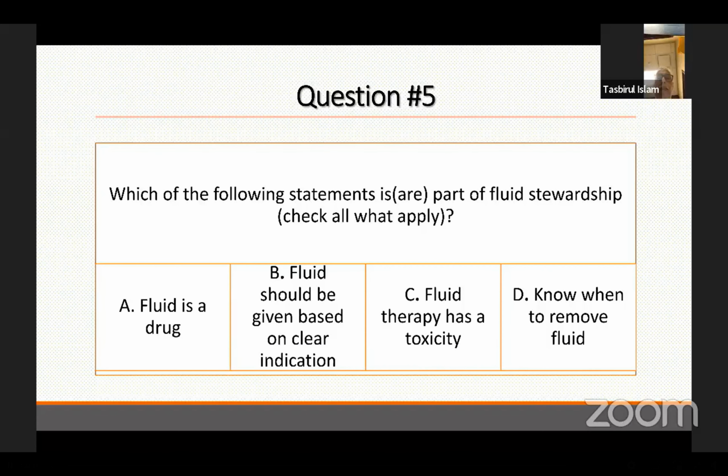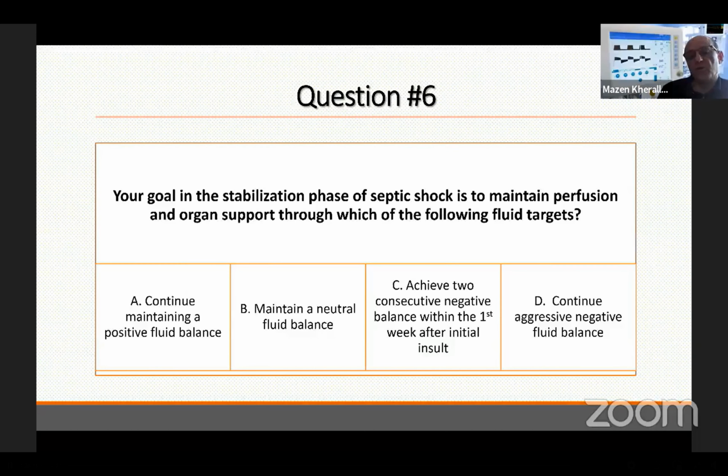Next question. Your goal in the stabilization phase of septic shock is to maintain perfusion and organ support through which of the following fluid targets? So again, stabilization phase, what do you need to do in terms of fluid? A, continue maintaining a positive fluid balance. B, maintain a neutral fluid balance. C, achieve a negative fluid balance with 2 consecutive negative balances within the first week. And D, continue aggressive negative fluid balance.